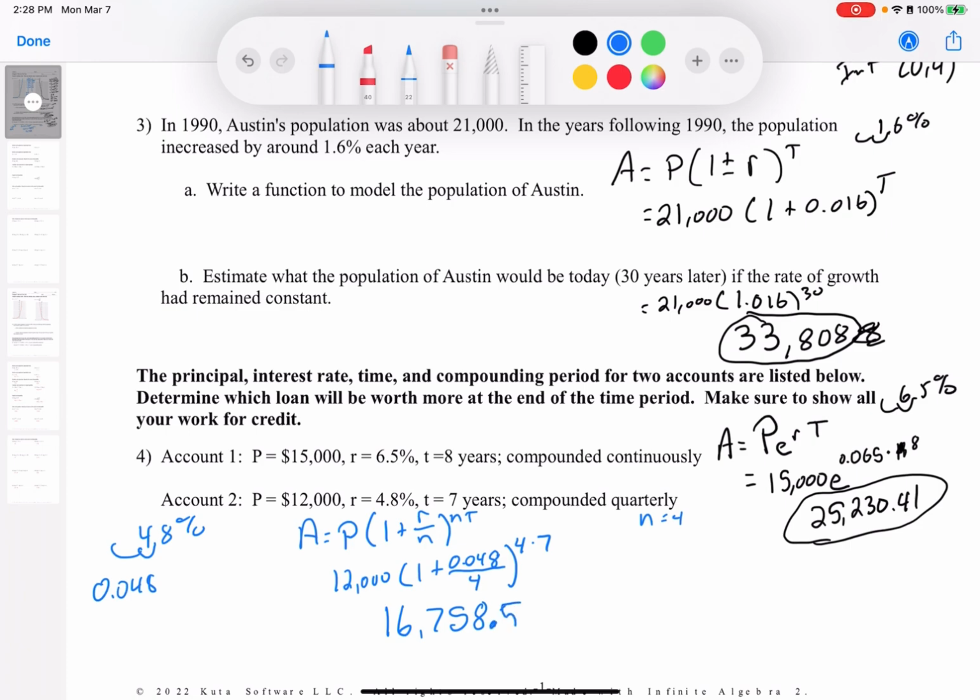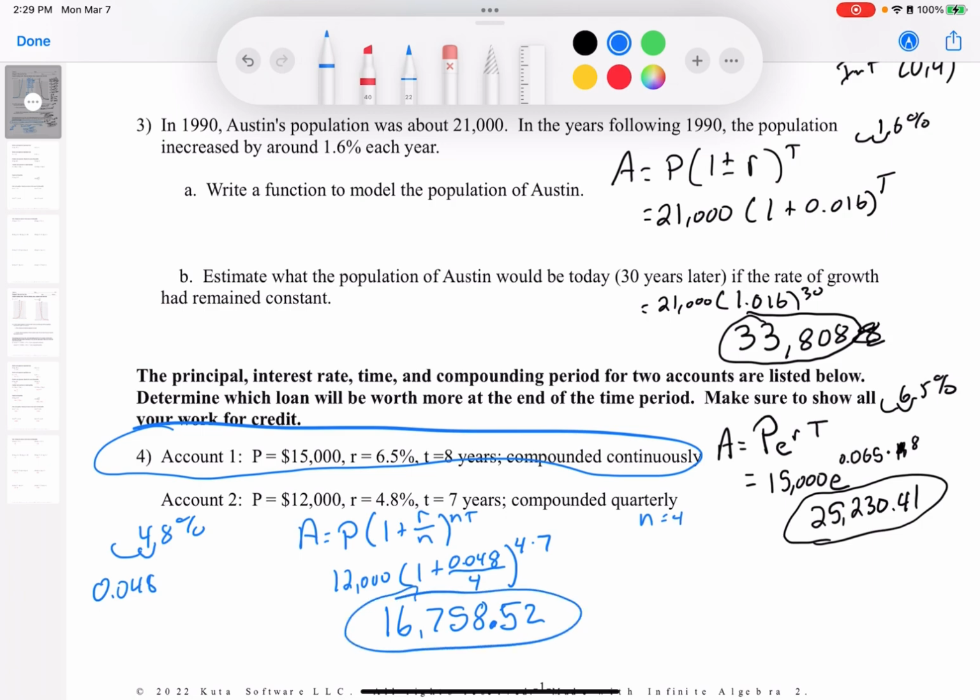That number is $16,758.52. It says determine which will be more, show all your work. So obviously 25,230 is more, so account 1 will have more in it. And again, you'll have to show all of that work. It doesn't say how much more. It just says which one will be worth more. And you'd have to show all of that work in that problem.